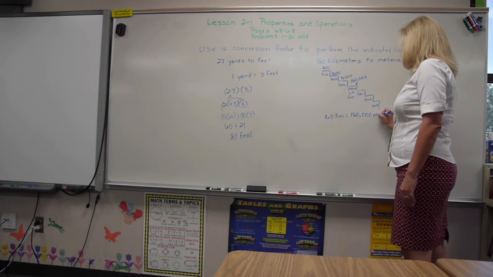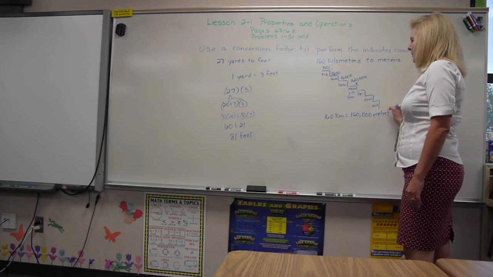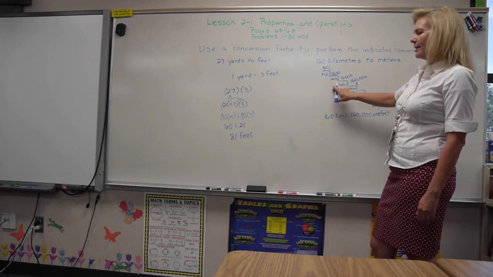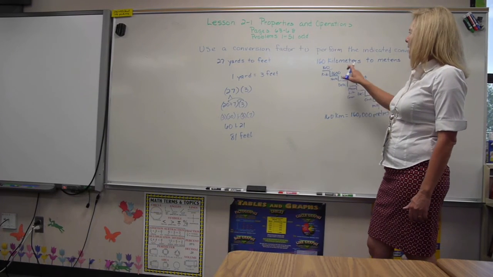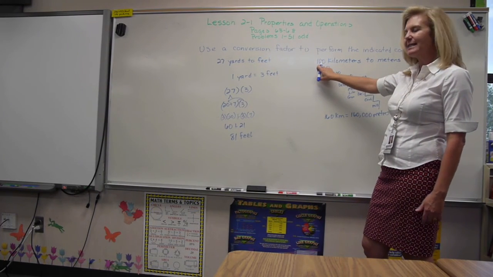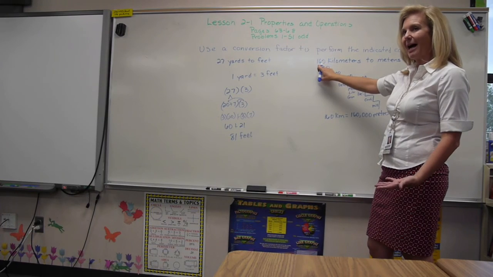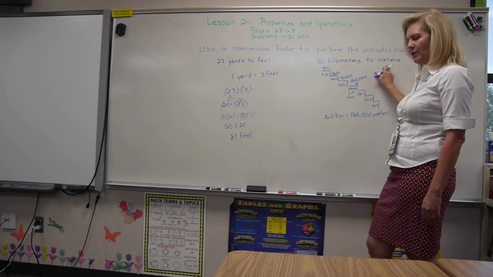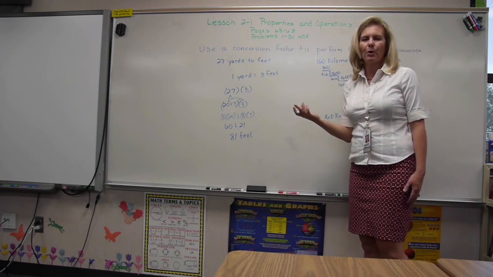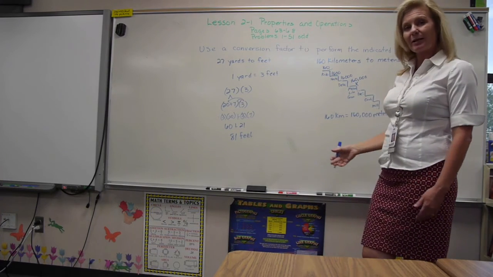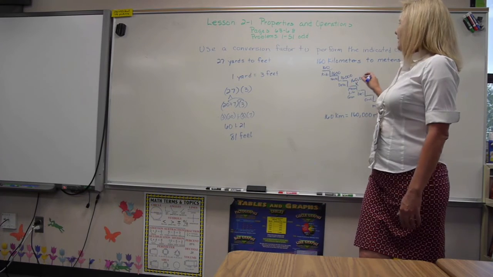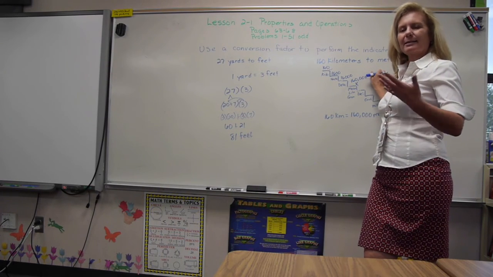So 160 kilometers is the same as 160,000 meters. And if you really think about what I did, 10 times 10 is 100, times 10 is 1,000. So I have to multiply 160 kilometers by 1,000 to change it to meters. Now we're going to work a lot more with the metric system, but I just wanted you to kind of preview this. And if you don't get these right, it's okay.